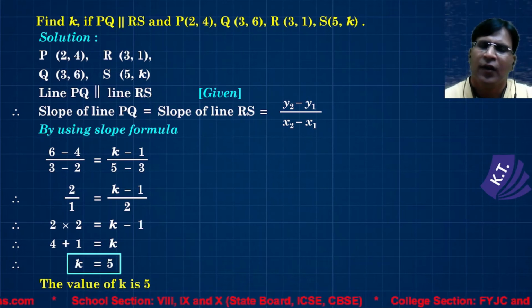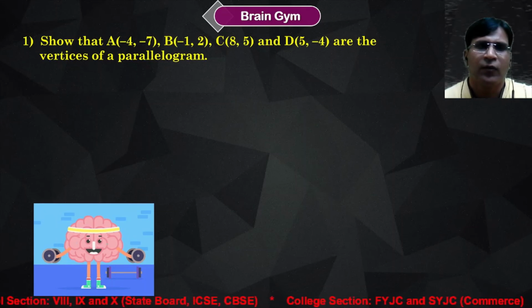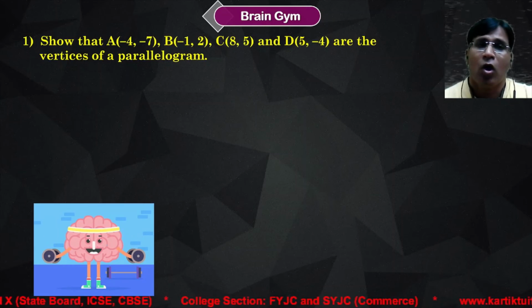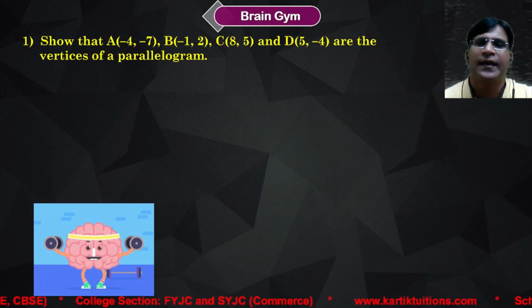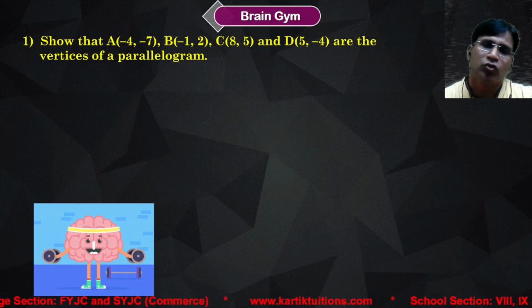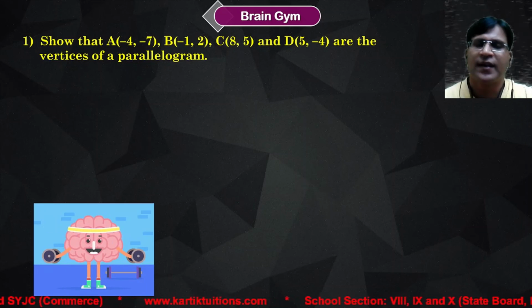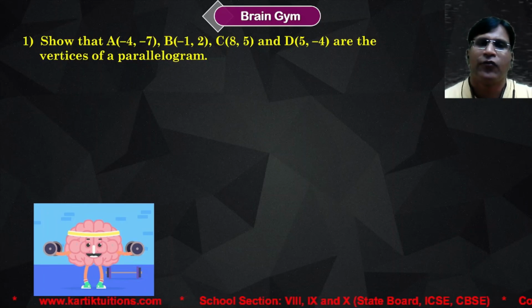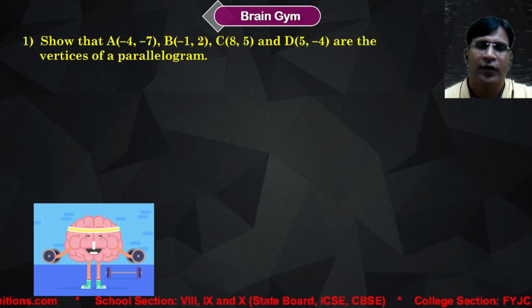I hope you have understood this. Now I have just given you one sum which is based on this application. The question is, show that the vertices A, B, C, D are the vertices of a parallelogram. Now what are the properties of a parallelogram? Opposite sides are parallel. So you have to just find the slopes of AB, BC, CD and AD. You will observe the slopes of opposite sides are equal. Since the slopes of opposite sides are equal, that means the opposite sides are parallel. And in any quadrilateral, if the opposite sides are parallel, then it becomes a parallelogram. So just apply the formula of slope, you will always get the answer. I hope you have understood the concept.